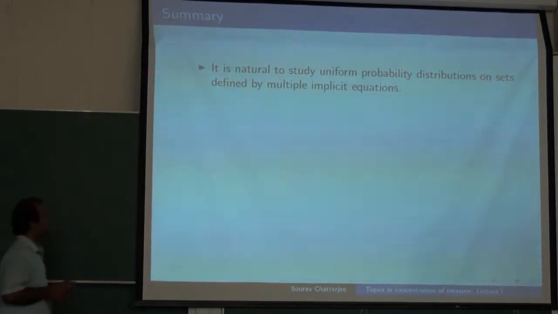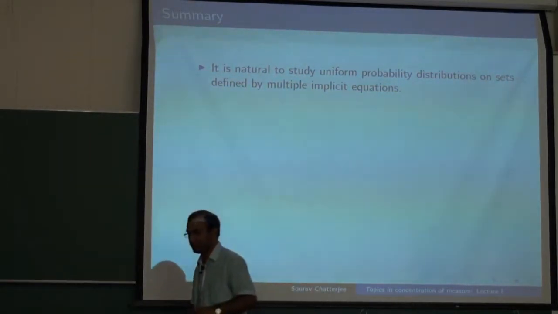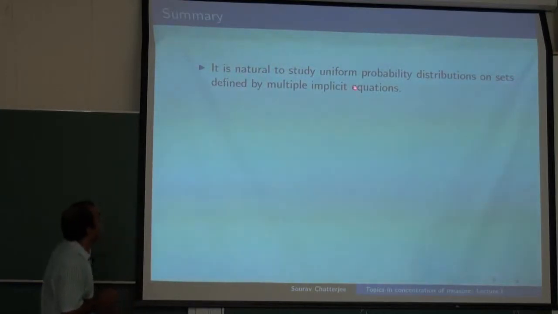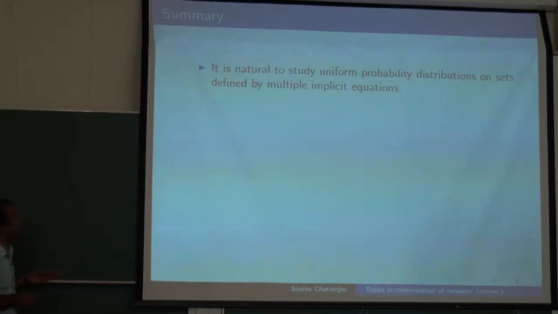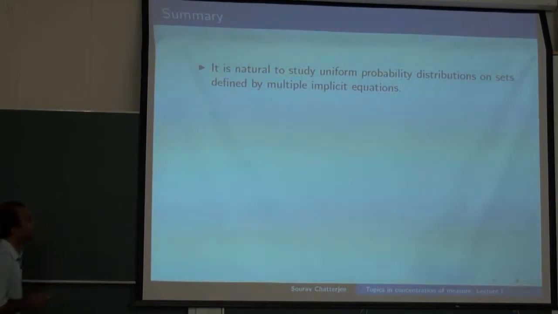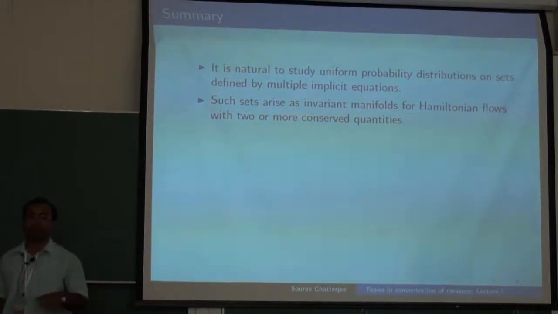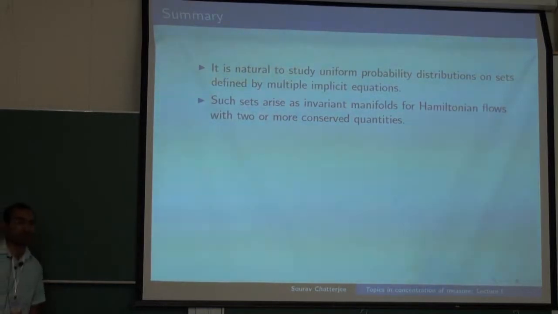Okay. So here is a summary. I will go into the sketch of the proof later on, but just let me give you a summary of what I've talked about. I'm claiming here that it's natural to study uniform probability distributions on sets defined by multiple equations. So you have multiple equations, multiple constraints, and this defines certain sets, and it's natural to study the probability distributions. Such sets arise as invariant manifolds for Hamiltonian flows with two or more conserved quantities, and the uniform distributions are invariant measures for these Hamiltonian flows.